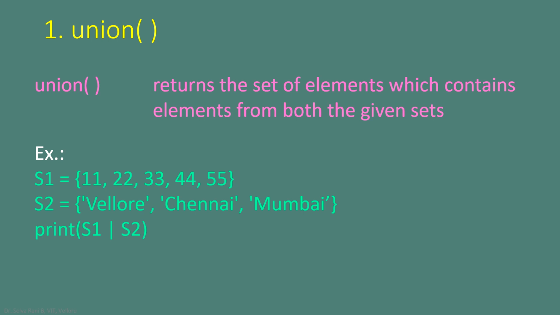Let's see an example. S1 is equal to 11, 22, 33, 44 and 55 and S2 is equal to Vellore, Chennai and Mumbai. If we perform the union operation of S1 and S2 using the pipe symbol, the output would be the combination of all the unique elements from S1 and S2.